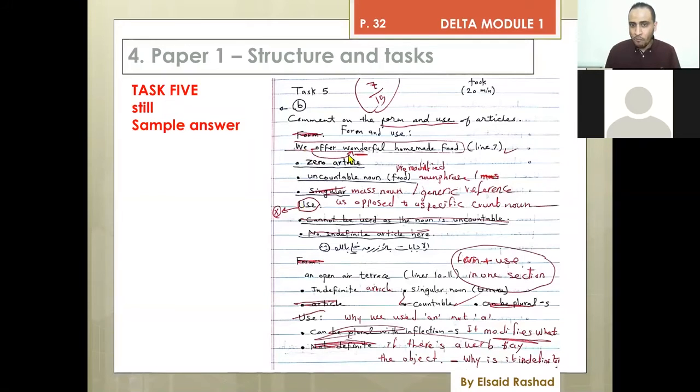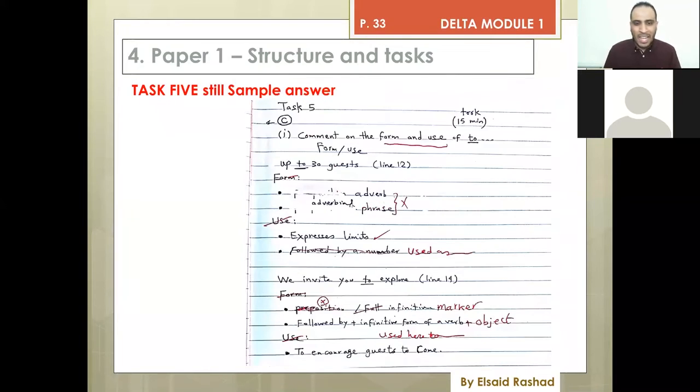So that's the sentence. We offer wonderful homemade food. You need to write something about the article. Do we have any articles here? We don't have. So when we don't have, this is called zero article, uncountable noun food. Then you can write as many things as you can. Okay, so that's for B. And that's for C. Comment on the form and use as well. Don't do this. Don't divide them into subsections, form and use. No, form and use, one section.